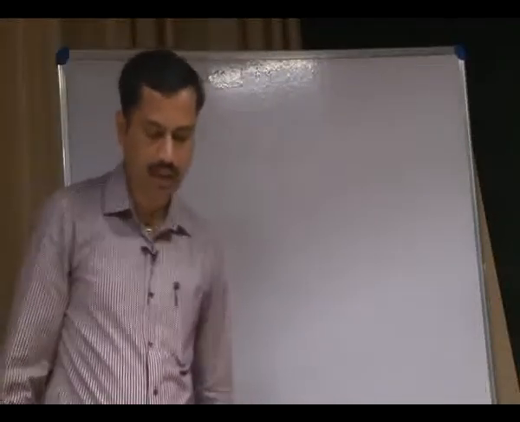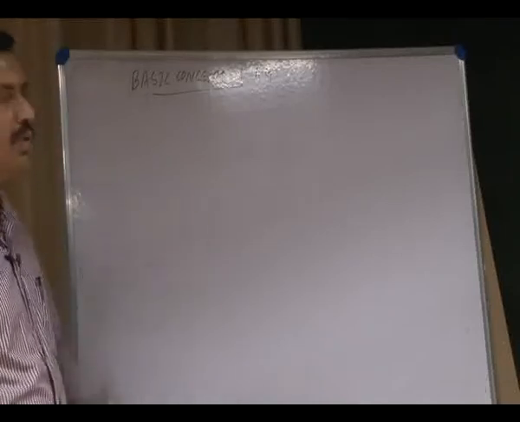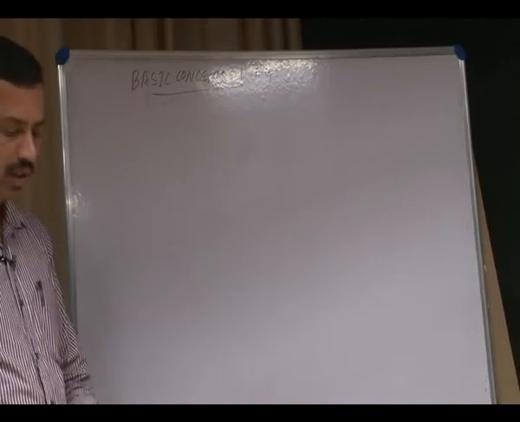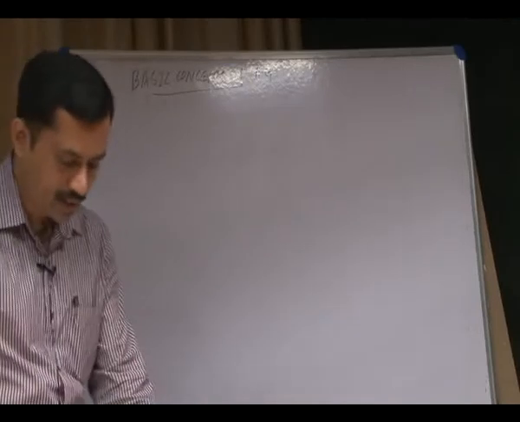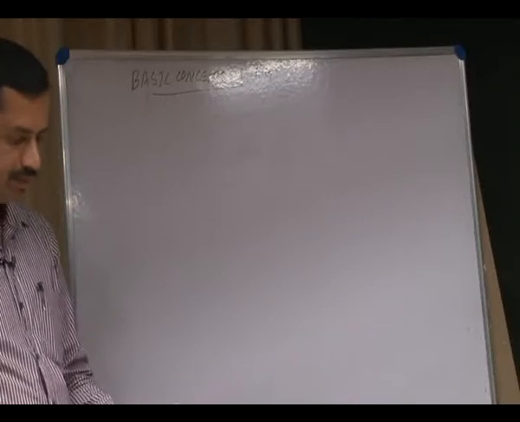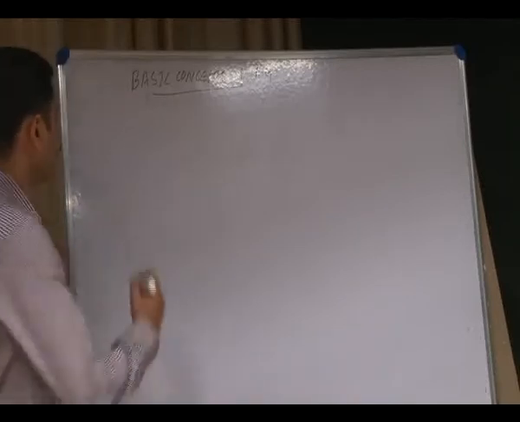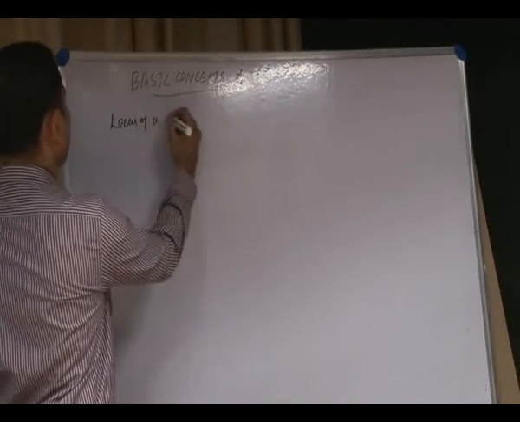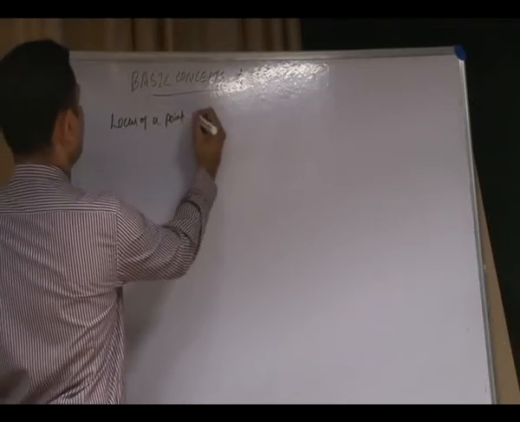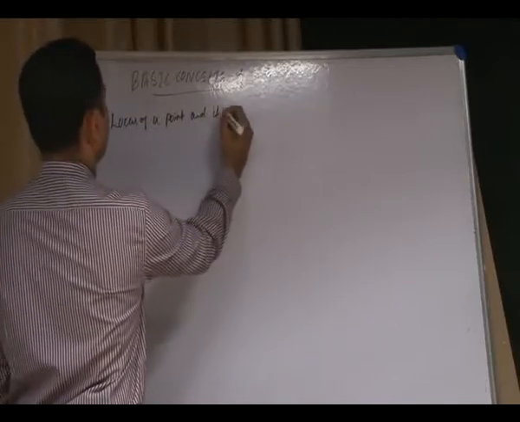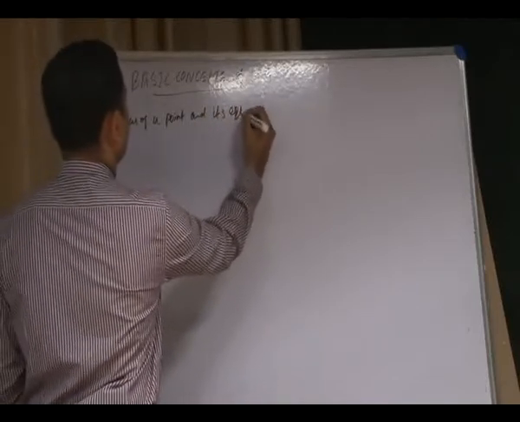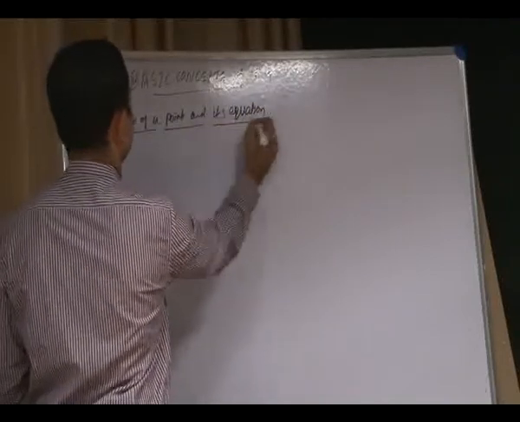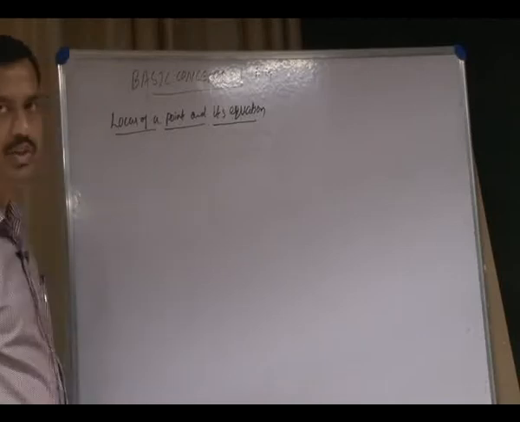So after this basic concept chapter, one more small concept comes, that is the locus of a point. Okay, locus of a point and its equation. So next is locus of a point and its equation. Locus of a point and its equation.